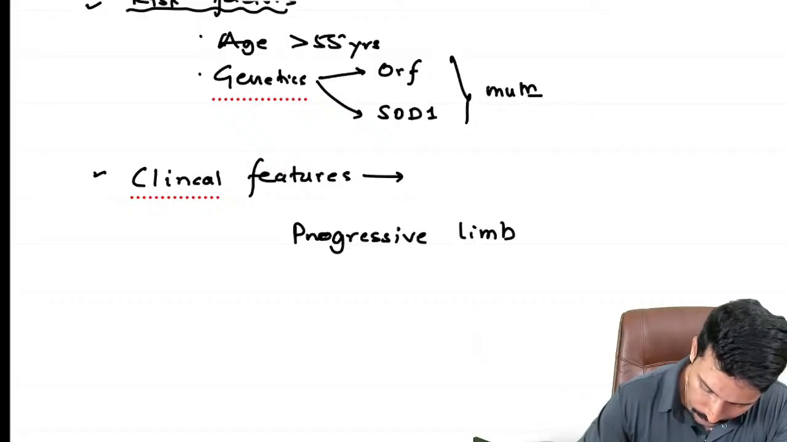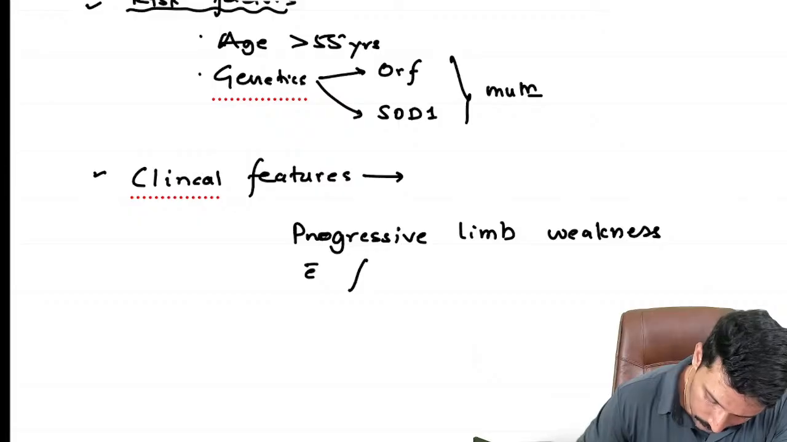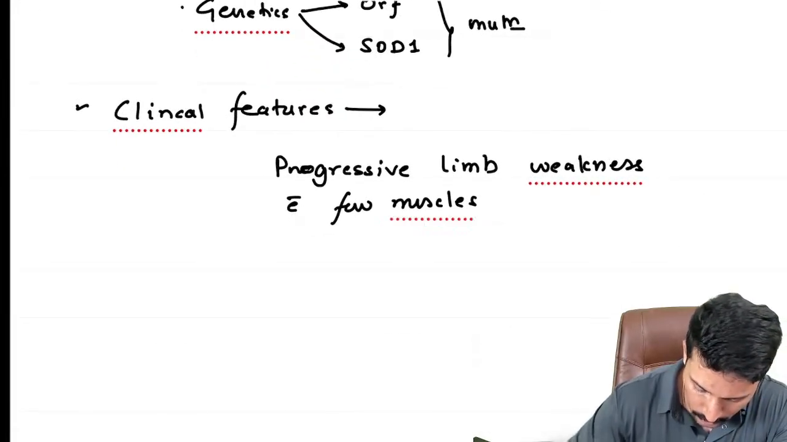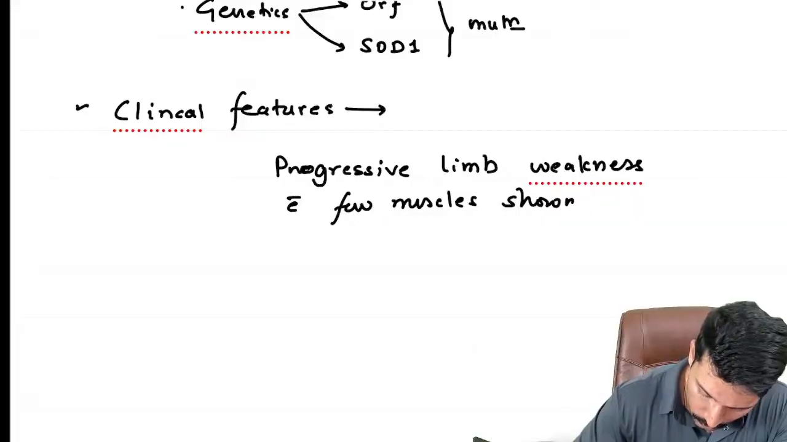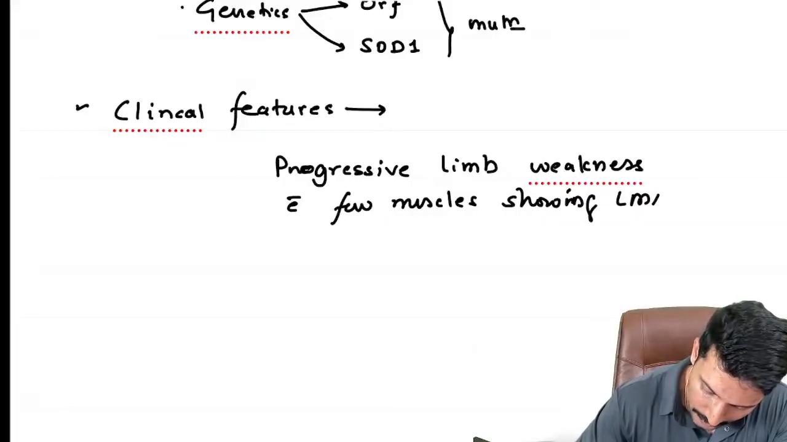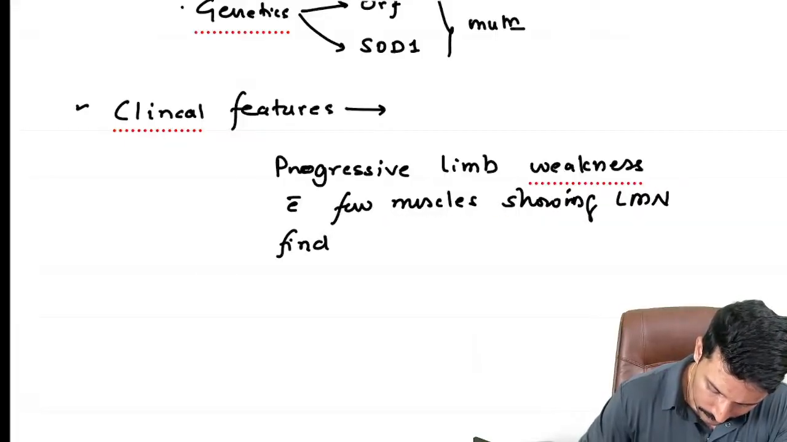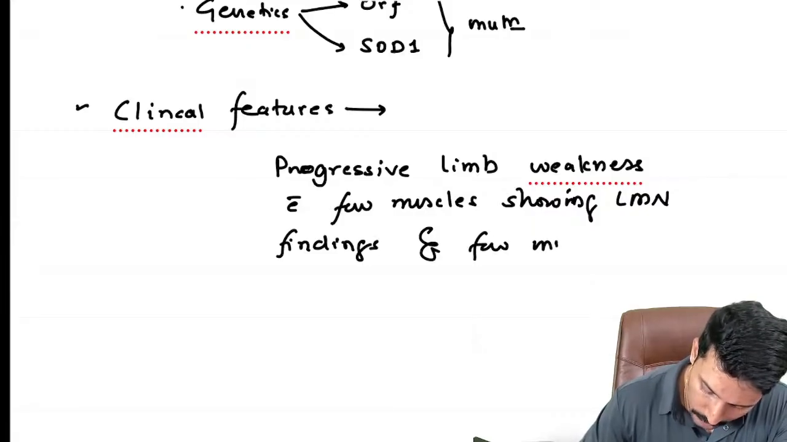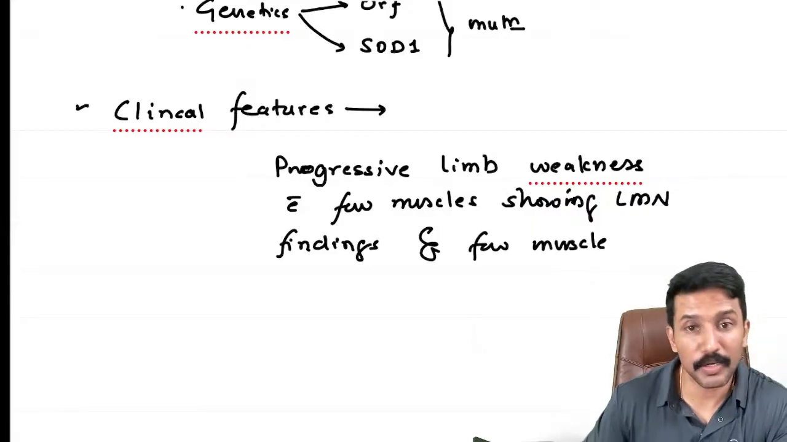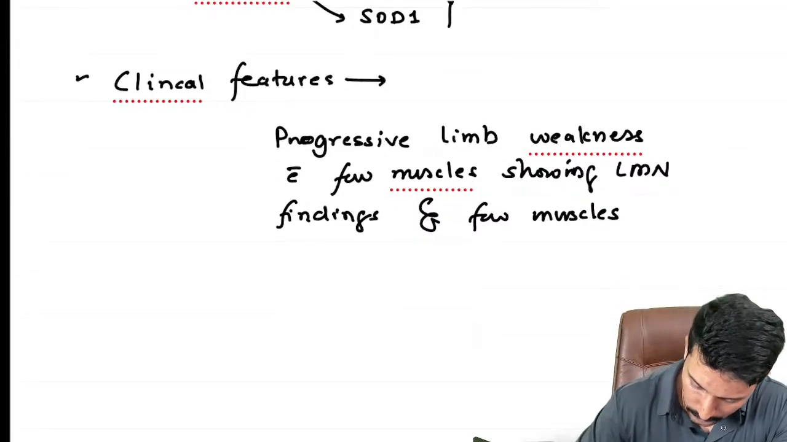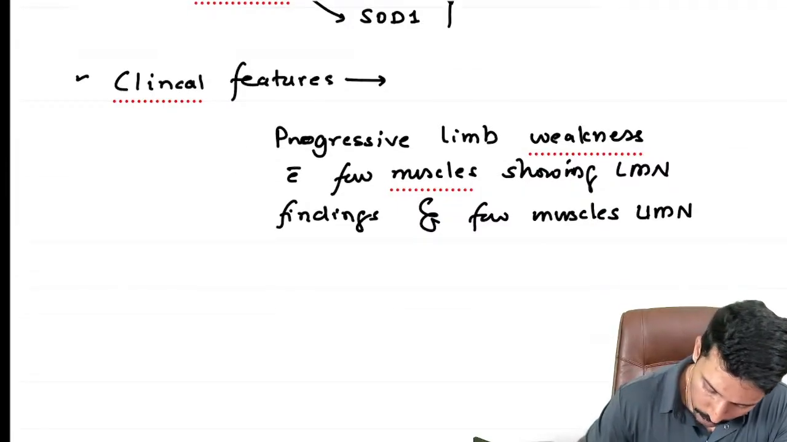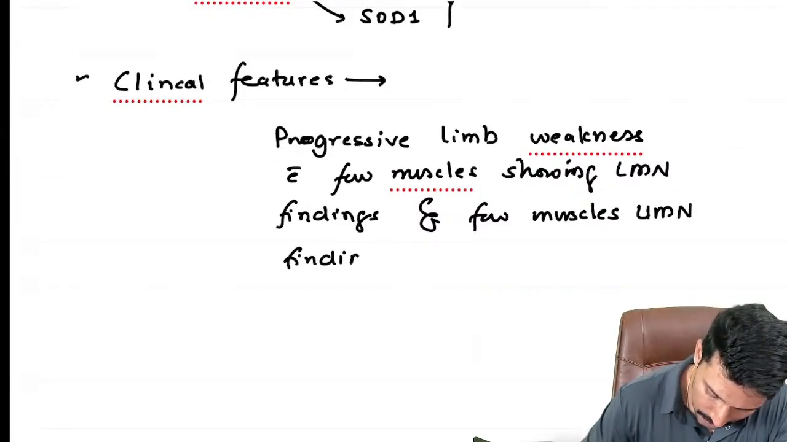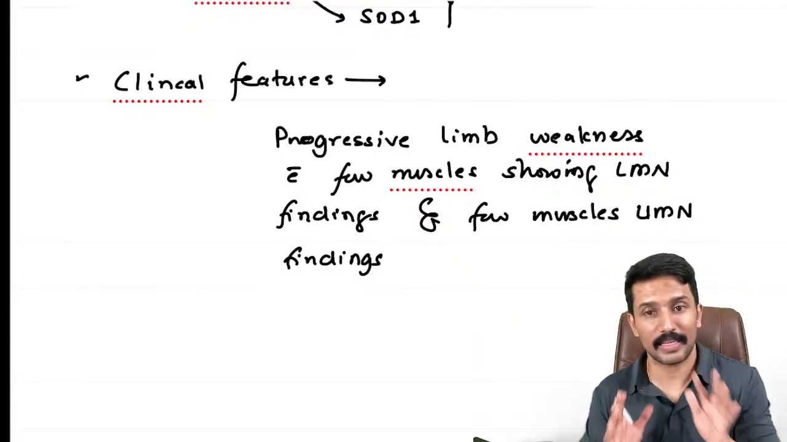limb weakness, with a few muscles that have lost their LMNs showing LMN findings, and a few muscles that have their LMNs intact but UMN gone. They will be showing UMN findings. This is a classical picture. In one patient, you have LMN findings as well as UMN findings.